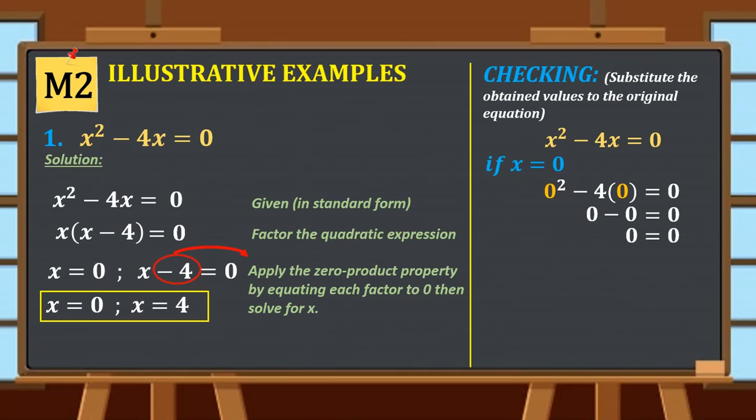And this is correct. For the second obtained value, which is 4, again, substitute 4 to the variable x. So 4 squared minus 4 times 4 equals 0. 4 squared is 16. Negative 4 times 4 is negative 16. 16 minus 16 is 0. And 0 is equal to 0. And this is also correct. Since upon checking we arrive at an equal value, we solved for the correct values of x, which are 0 and 4.